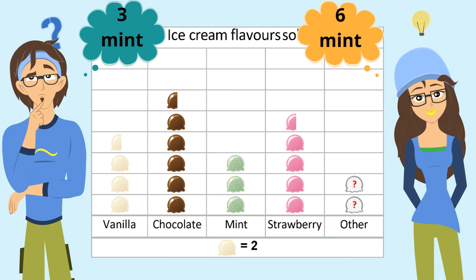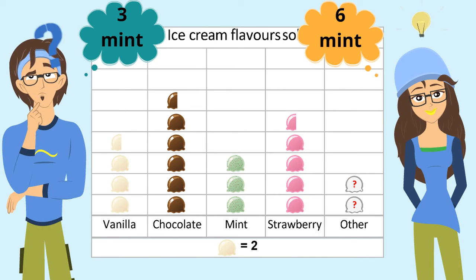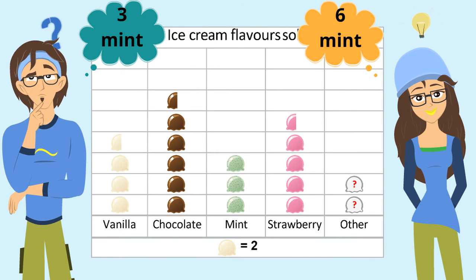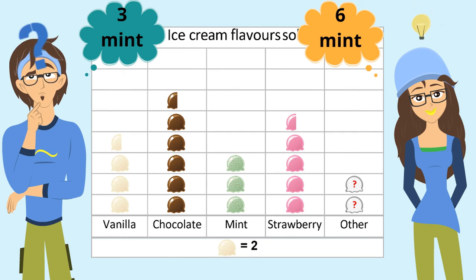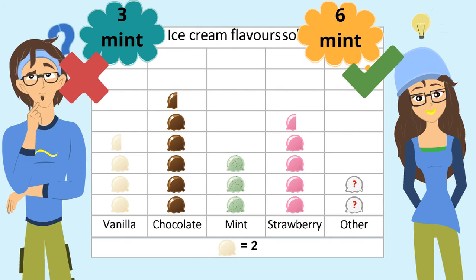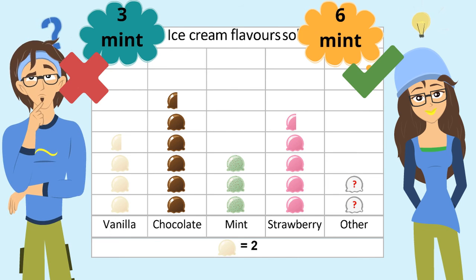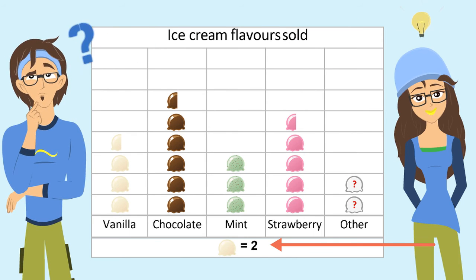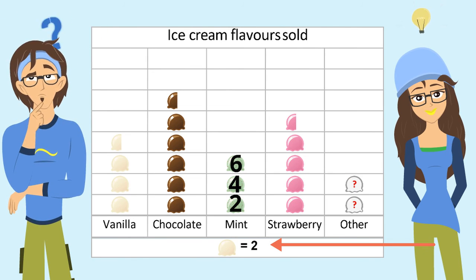Pause the video and write down which one of the two you agree with. Jason with 3 or Juliet with 6 mint ice creams. Well, the answer, of course, is Juliet is correct. There were 6 mint ice creams sold because the scale is 2 on this pictogram. So it's 2, 4, 6 ice creams sold.